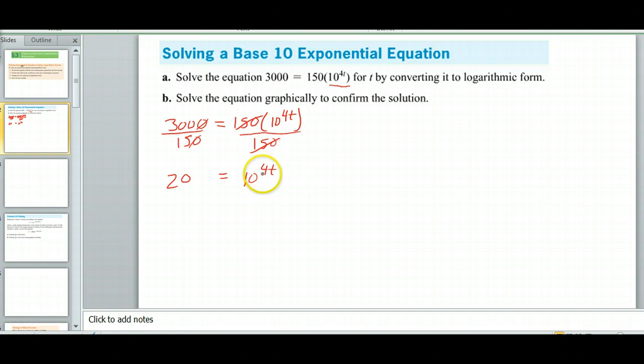Now, what you've got to remember: do not divide by 10. This is not multiplication. This is an exponent. We cannot get rid of this 10 by dividing by 10. When we're solving and the t is in the exponent, we have to bring in logs of some sort.